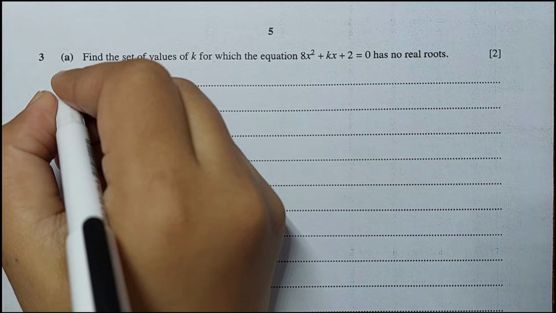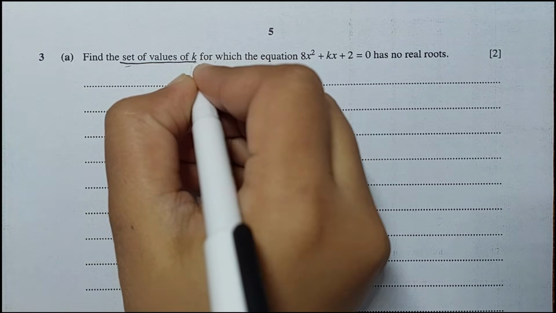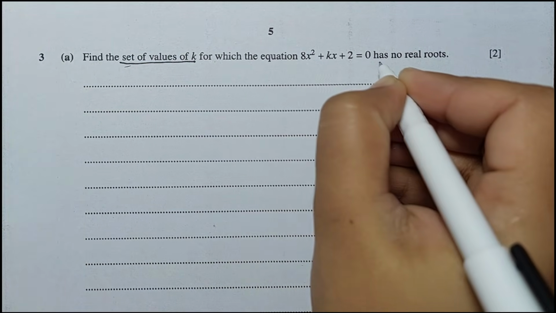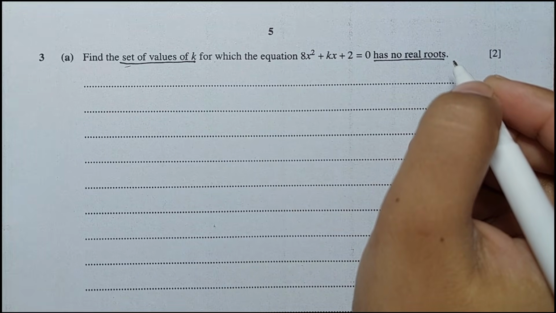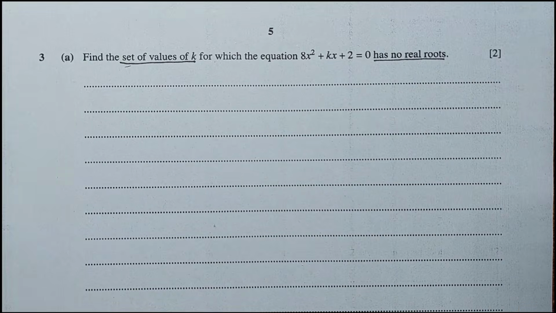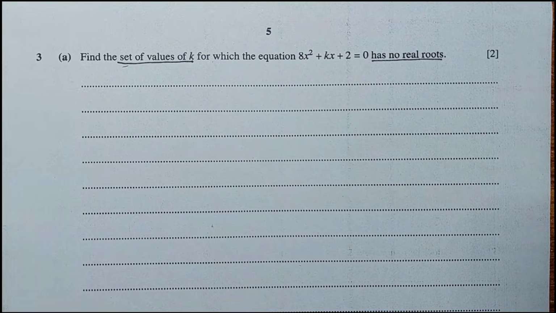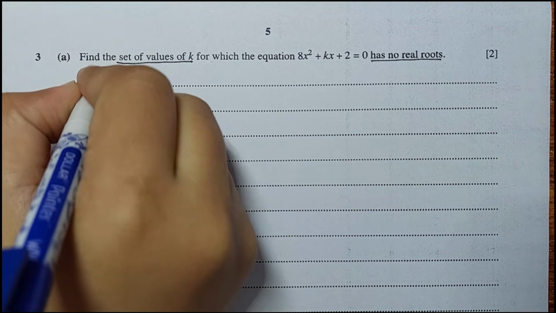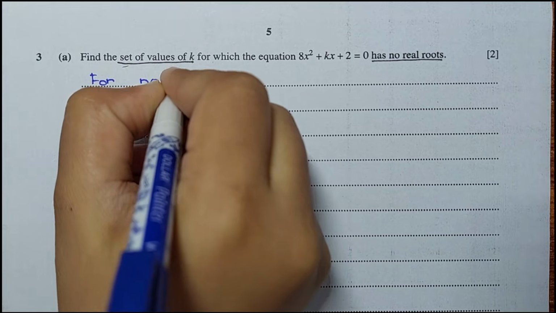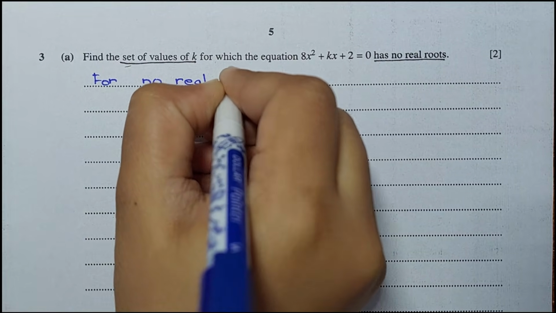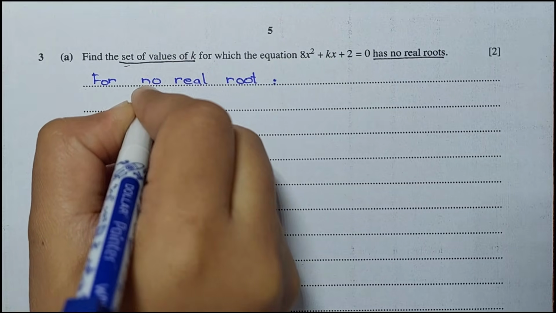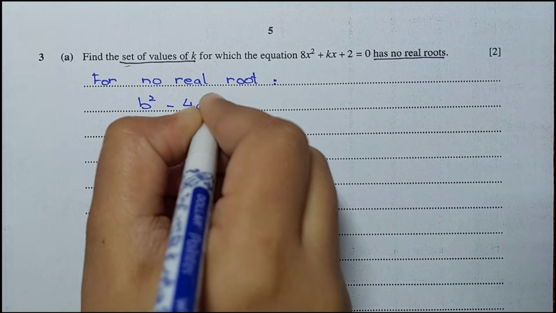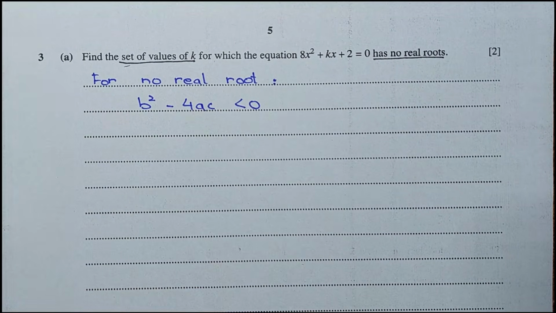Question number 3, part A. Find the set of values of k for which the equation has no real roots. If the equation has no real roots, it means the discriminant is negative. So for no real roots, we know that the discriminant b square minus 4ac should be less than 0.